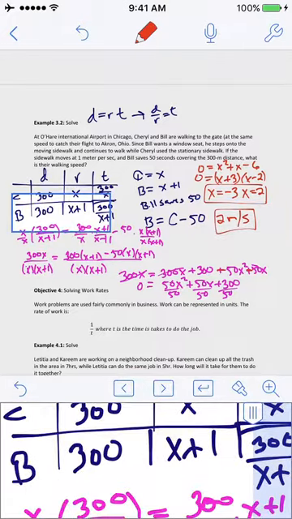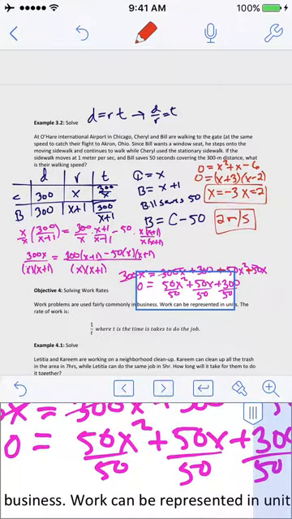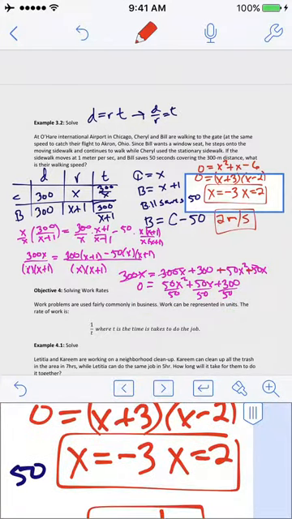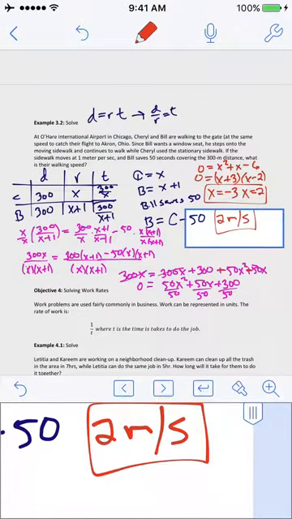Okay, so setting up a table, setting up an equation, solving. We ended up having to factor in this one. That's okay. We ended up having to factor, and we ended up with two different answers. Which one of those actually made sense as a walking speed? 2 meters per second. Alrighty.